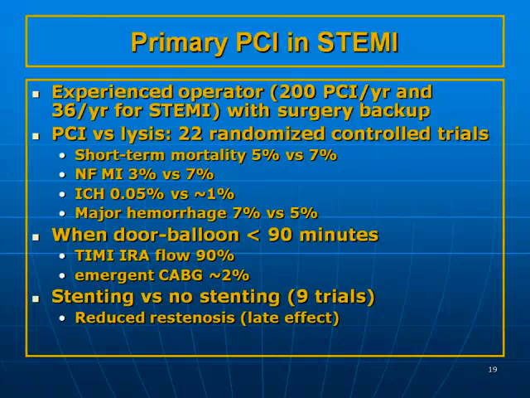On average, when the door-to-balloon time is less than 90 minutes, then blood flow typically is restored in the infarct-related artery in about 90% of cases. It's probably, in fact, a little higher than that. Emergent CABG I have on the slide about 2%. I think it's closer to probably 1%. And again, stenting can be done at the time that you do the initial PCI, but it's only for long-term benefit. It doesn't really impact short-term survival. It's there to reduce rates of restenosis that occur 3 months, 6 months, 9 months down the road.